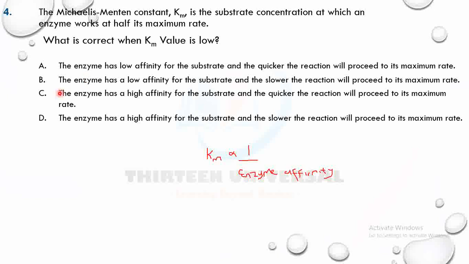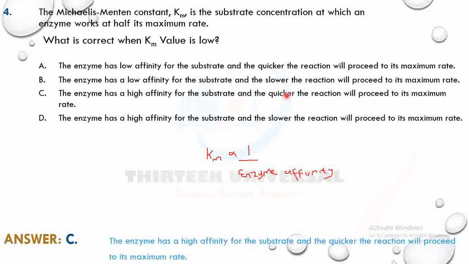Let's come to C and D. C says the enzyme has high affinity for the substrate, that's correct, and the quicker the reaction will proceed to its maximum. D says the enzyme has high affinity for the substrate and the slower the reaction will proceed. Of course, if it has high affinity, the reaction will proceed quicker, because high affinity means it can bind more, so the rate of reaction should be high. So C is the answer.